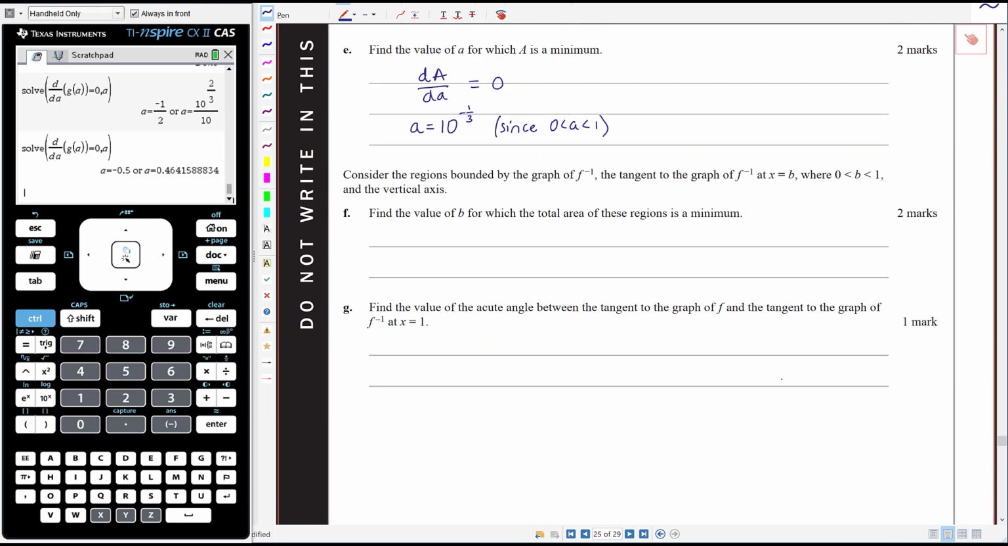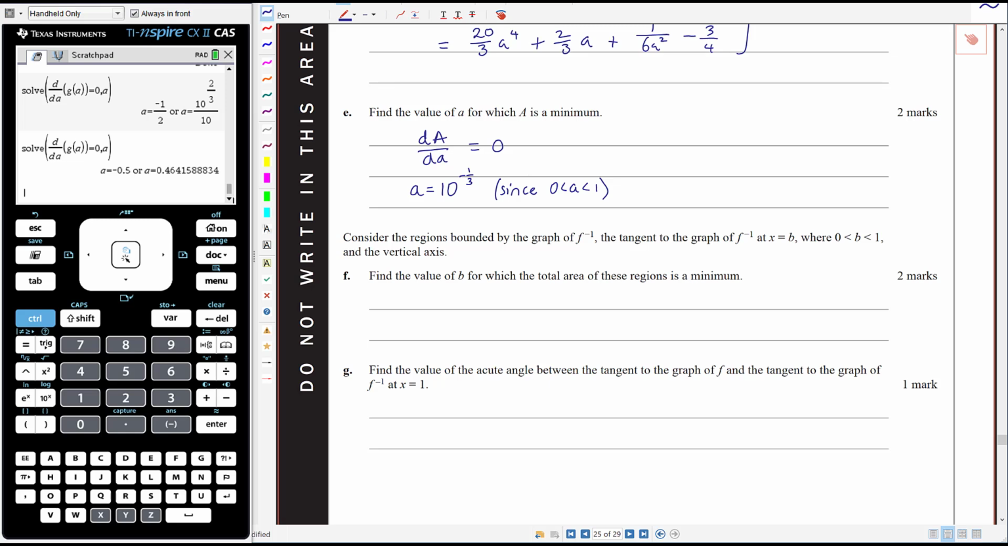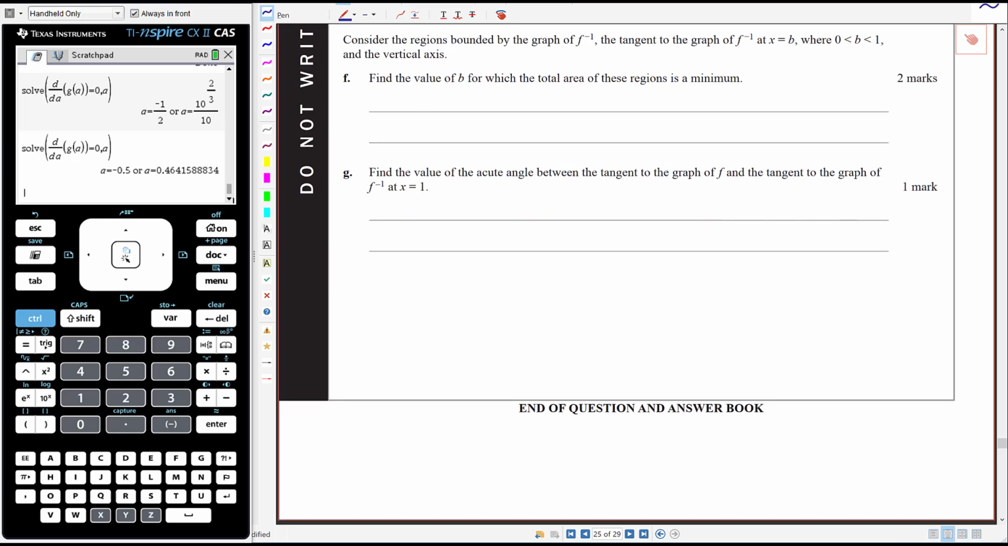Right, what else have we got? Consider the regions bounded by the graph of the inverse of f, the tangent to the graph of the inverse of f at x equals b, where b is between 0 and 1, and the vertical x-axis. Okay, so let's try and think about what we know about our original function. So our original function, that's 1 and this is also 1. Sort of looks like this.